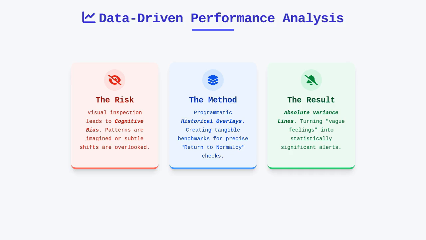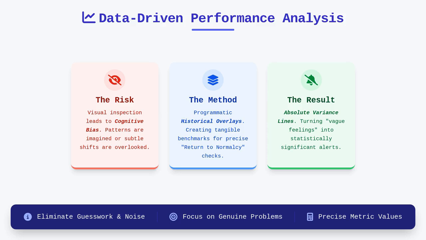Utilizing absolute variance lines allows us to identify the specific magnitude of a slowdown, transforming a vague feeling of performance degradation into a precise metric value. We then use this data to inform our alerting logic, ensuring that we only trigger notifications when the variance exceeds a statistically significant threshold. This approach keeps engineers focused on genuine problems while minimizing the noise that often accompanies naive alerting strategies.